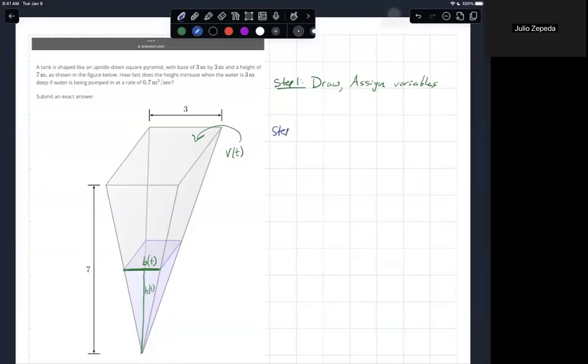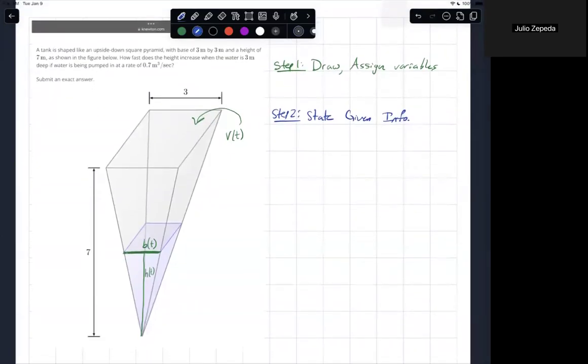Step number 2, it says to state in terms of the variables, the information that is given and the rate to be determined. So state, well, I think in class we said state the given info. Let's start with water is being pumped in at a rate of 0.7 cubic meters per second. We talked about looking at the units of this. It is cubic meters per second. So that is 0.7 cubic meters per second.